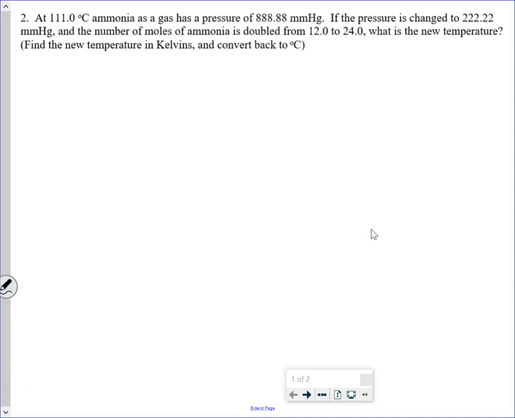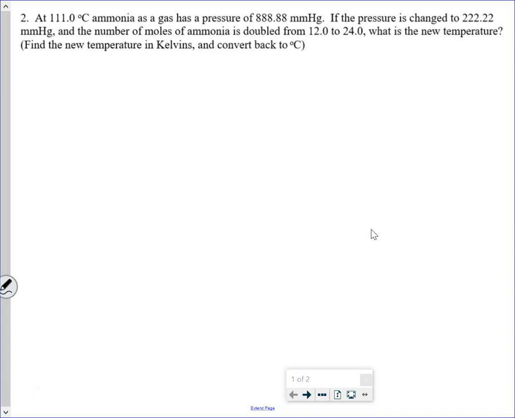At 111 degrees Celsius, ammonia as a gas has a pressure of 888.88 millimeters of mercury. If the pressure is changed to 222.22 and the number of moles of ammonia is doubled from 12 to 24, what's the new temperature? Okay, so you can set up a data table if you'd prefer to. You can set up a data table for the three variables. In this problem, we have temperature, we have pressure, and we have moles. There's nothing about volume, so we don't really have to worry about that in this one. I'm going to skip the data table for right now.